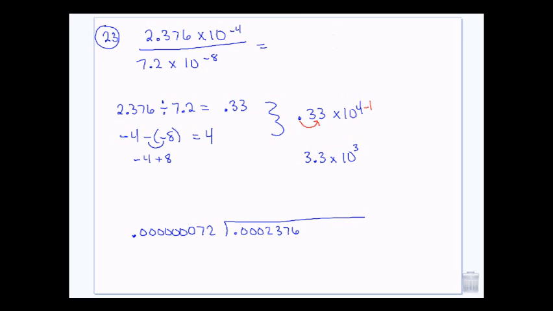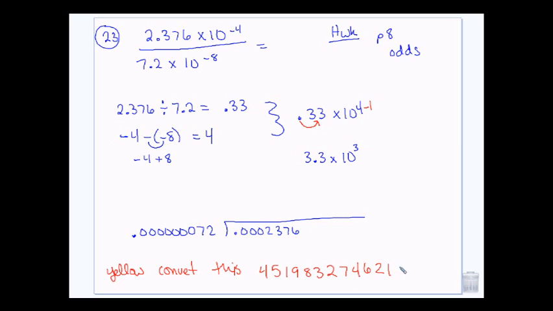Okay? So the homework is going to be page 8 in the packet. Odds. That's just all scientific notation. And then the yellow paper, convert this. Scientific notation. Convert has an R in it.